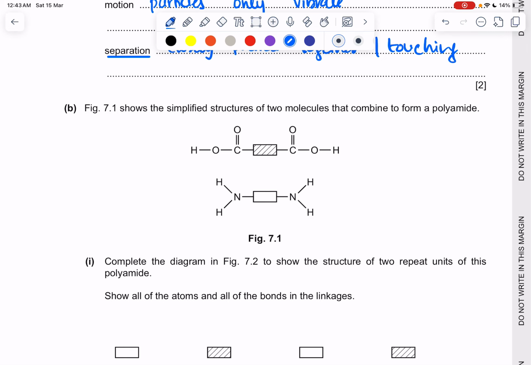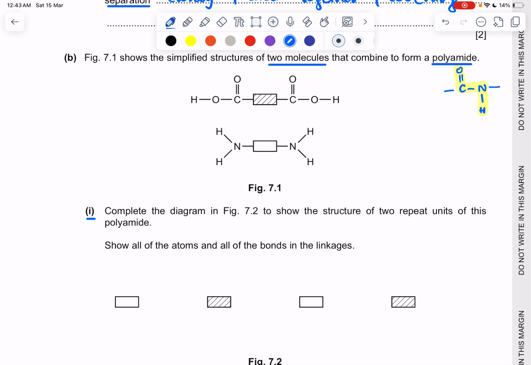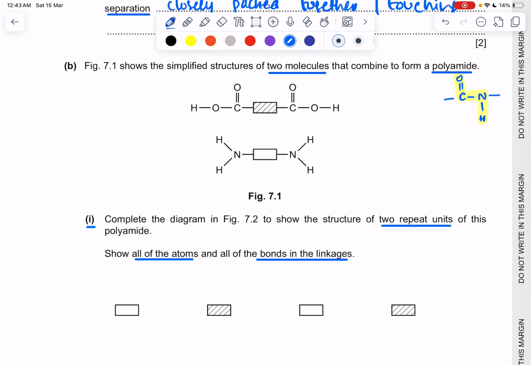Okay, next part B. Figure 7.1 shows the simplified structure of two molecules that combine to form polyamide. Polyamide means a carbonyl carbon attached to nitrogen that is bonded to hydrogen. So this is the basic skeleton of the polyamide functional group. So two monomers are given. Now part 1. Complete the diagram in figure 7.2 to show the structures of two repeat units of this polyamide. Show all the atoms and all the bonds in the linkages. Whenever we see the carboxylic acid, the OH is removed from the carboxylic acid part, and from the amine part we remove only one hydrogen atom.